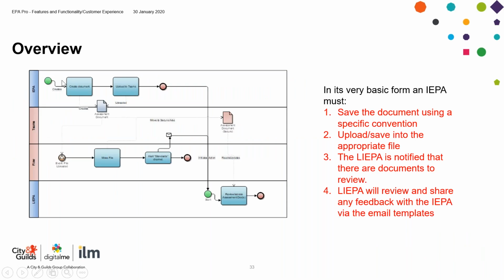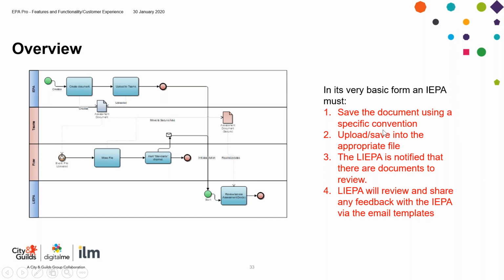In its very basic form, I've included a pretty document here, but basically there are some very basic steps. The IEPAs will have access to Teams, and the LIEPAs will have access to Teams. The IEPA will need to save a document that's to be shared on SharePoint using a very specific file naming convention. There are very specific rules around the names that the IEPAs give to documents. It's good to have some rules around that, because it's helpful if you know what document you're looking at before you open it. We'll talk more about those conventions in a minute.